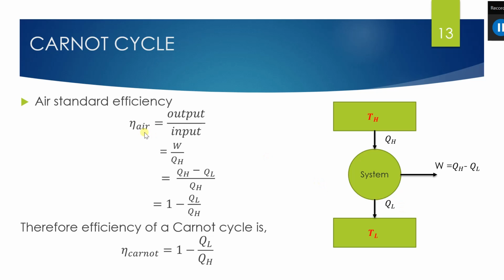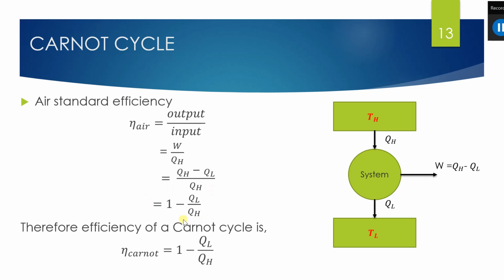So the efficiency of this air standard cycle is equal to output by input. Output is the net work done by the system, divided by input. Input is the heat transferred to the system, that is QH. So efficiency is equal to net work done W divided by QH, and net work done is equal to QH minus QL, which gives 1 minus QL by QH. So this is the air standard efficiency or thermal efficiency of an air cycle.